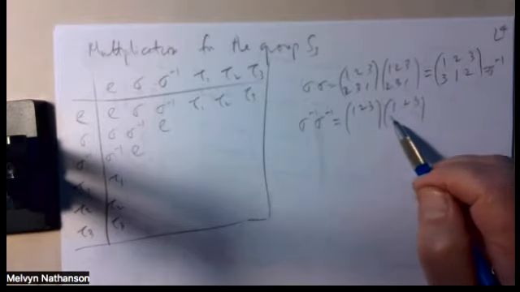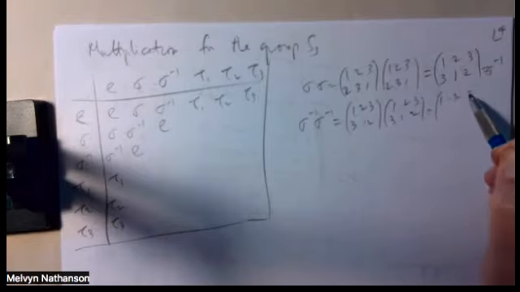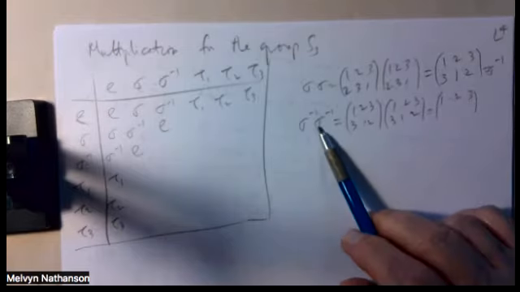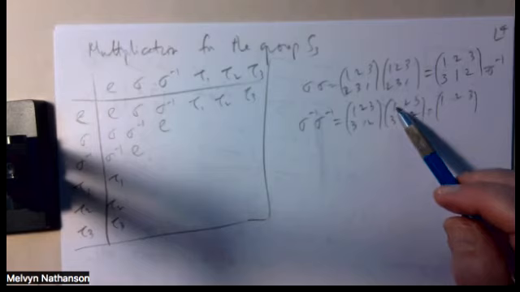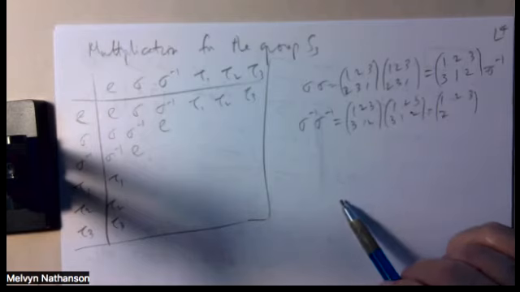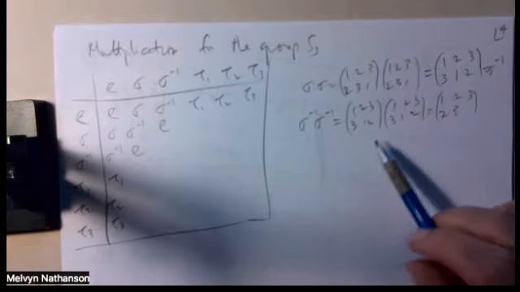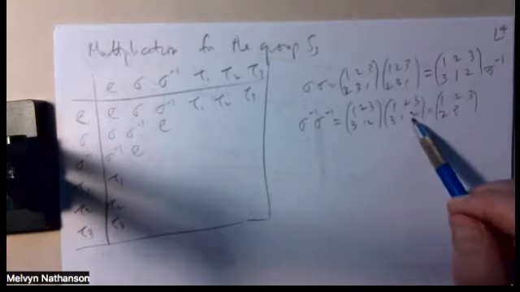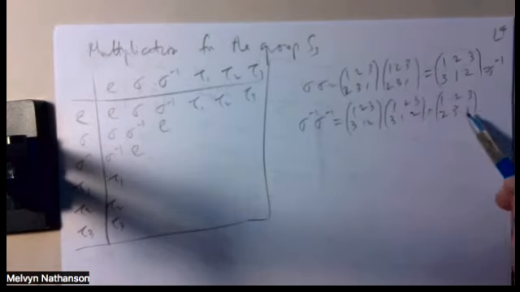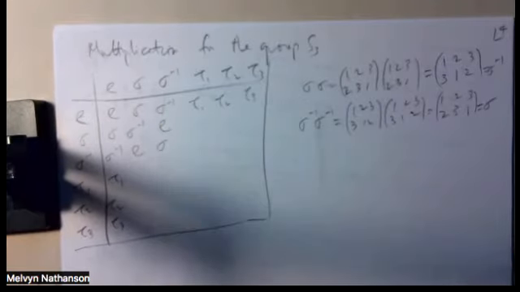So sigma inverse is 3, 1, 2. So when we compose sigma inverse with itself, 1 goes to 3 and 3 goes to 2. 2 goes to 1 and 1 goes to 3. 3 goes to 2 and 2 goes to 1. But this is exactly sigma. So sigma inverse times sigma inverse is sigma.